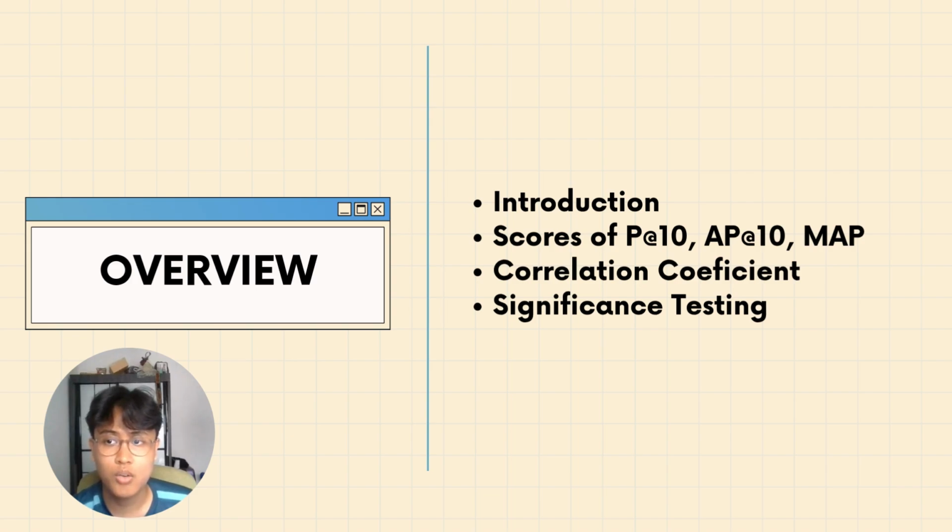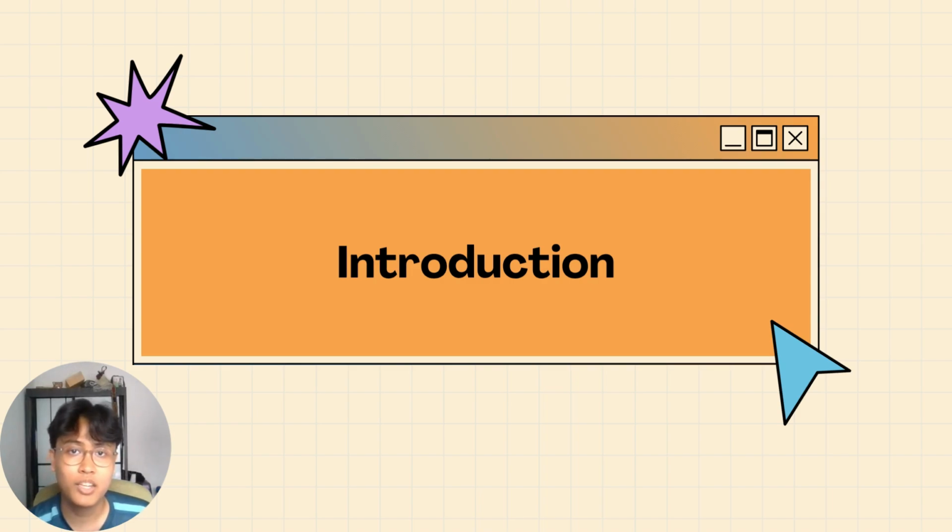In this session, we will go through four different parts, which are the introduction part, scores of P at 10, AP at 10, MAP, correlation coefficient, and lastly, significant testing. To begin with, let's start with the introduction.